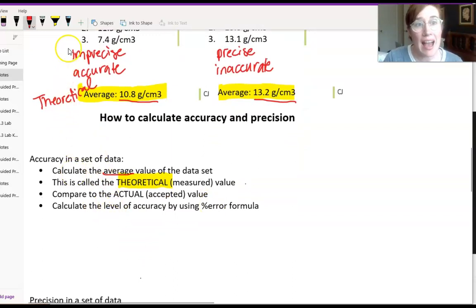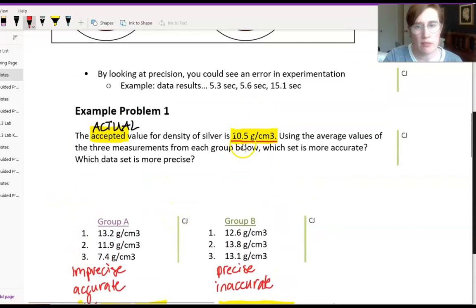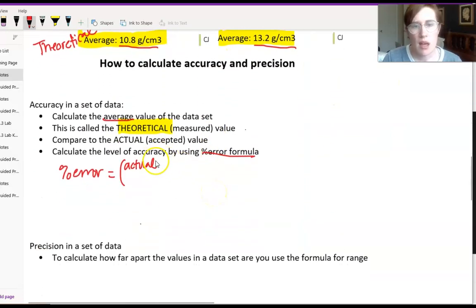Now we want to compare it to the actual value, and we do that by using a formula called percent error. And so the percent error formula looks like this. It is your actual value, which in this case is 10.5 right here, minus your theoretical value, and that's going to be different for each set of data. So for group A, the theoretical value is 10.8. For group B, the theoretical value is 13.2. We're going to divide that number by the actual value again, and then we're going to multiply that answer by 100 in order to get a percent.